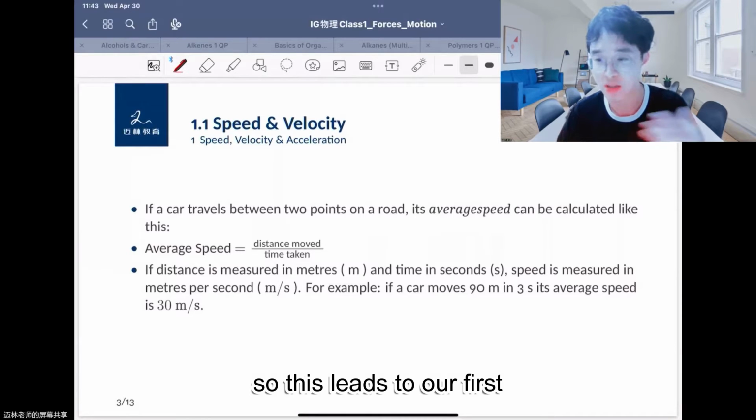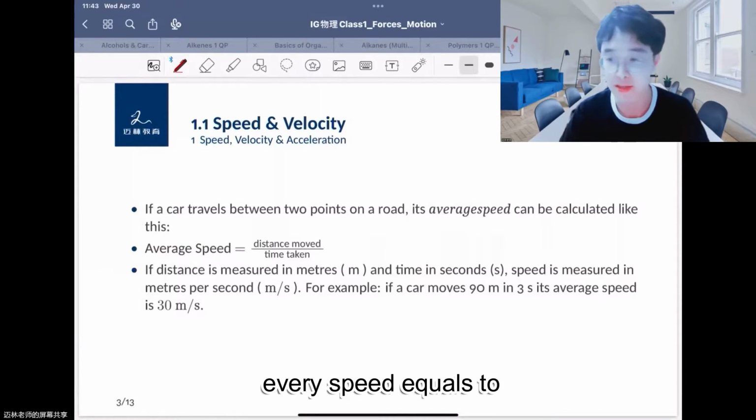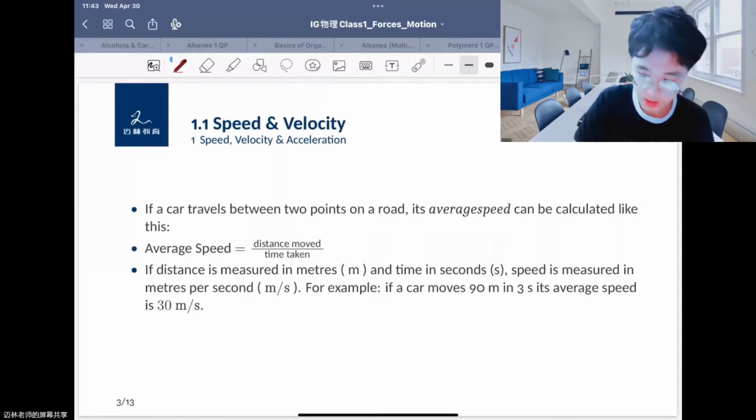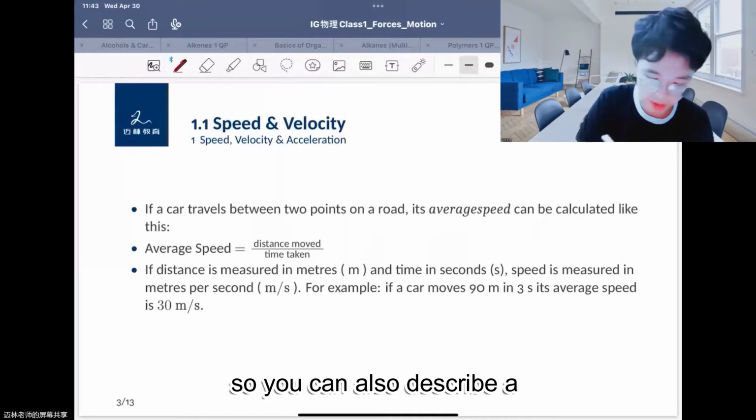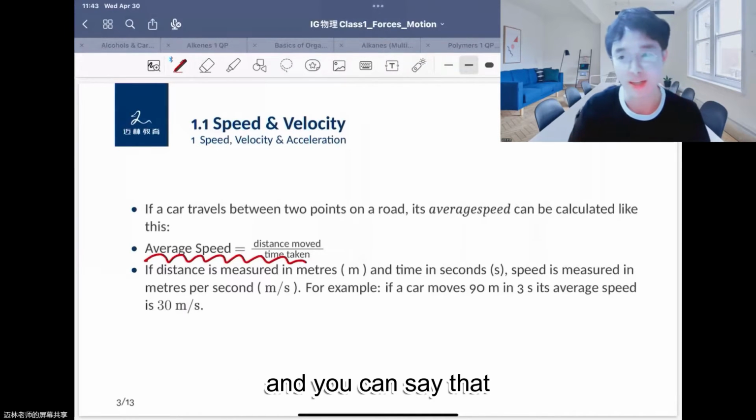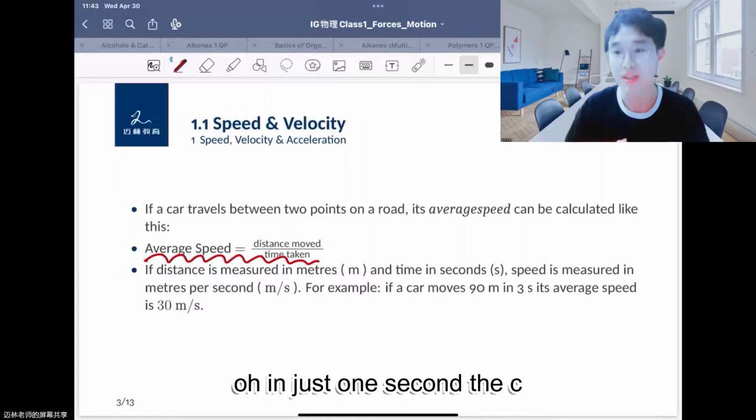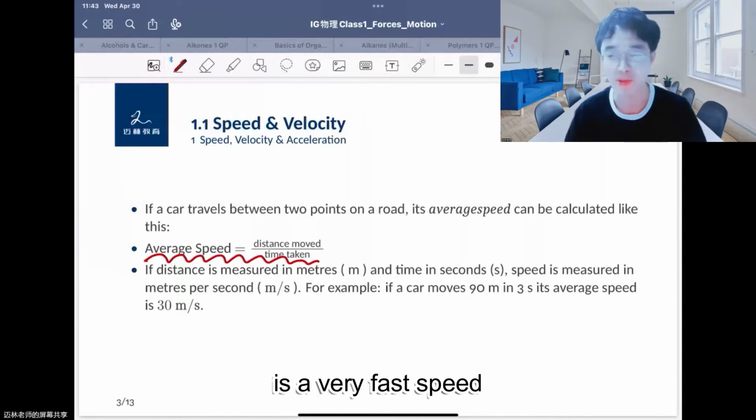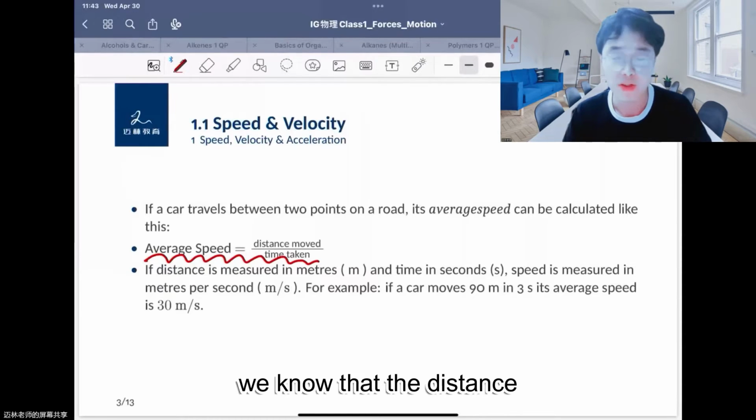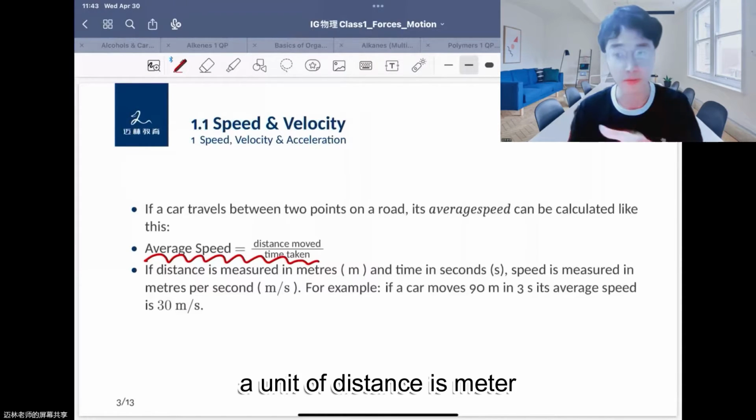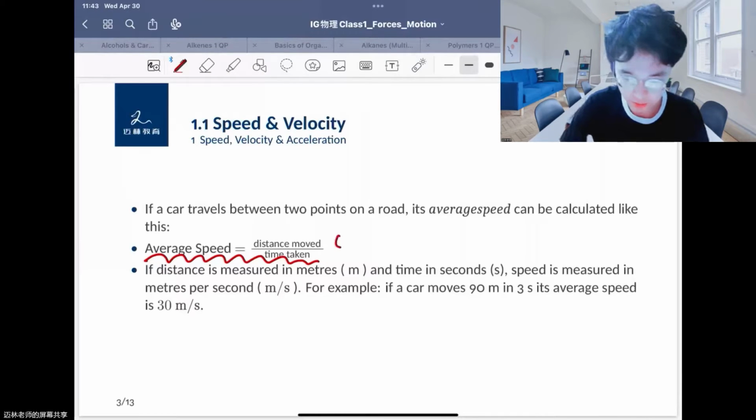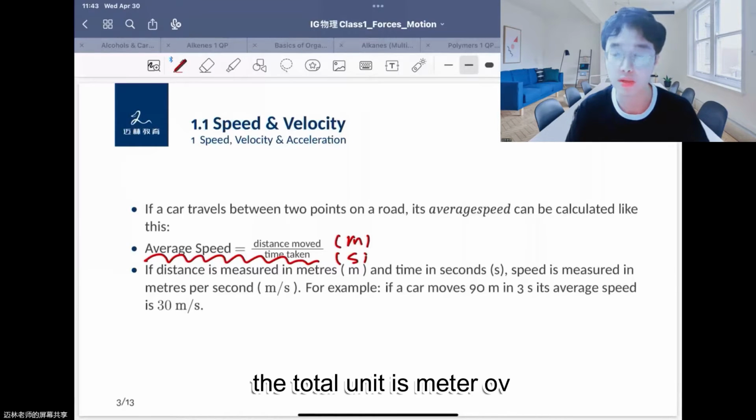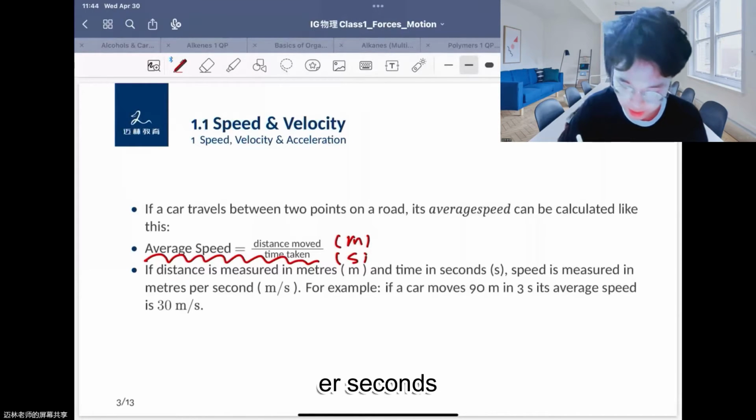So this leads to our first formula, that is average speed equals distance moved over time taken, as you can see here. You can also describe a car with a very high speed by saying that in just 1 second, the car moves 10 meters or 100 meters or 50 meters. Yes, it's a very fast speed. We know that the unit of distance is meter, right? And time taken is second. So the total unit is meter over second.